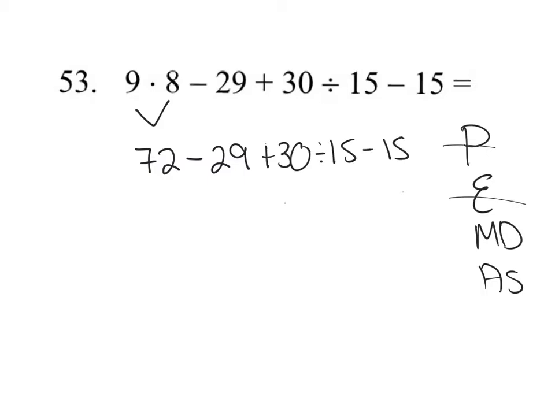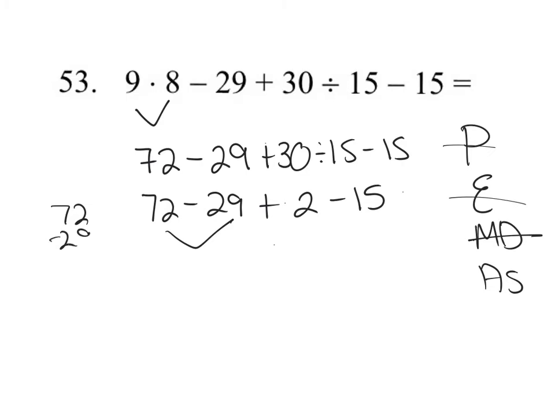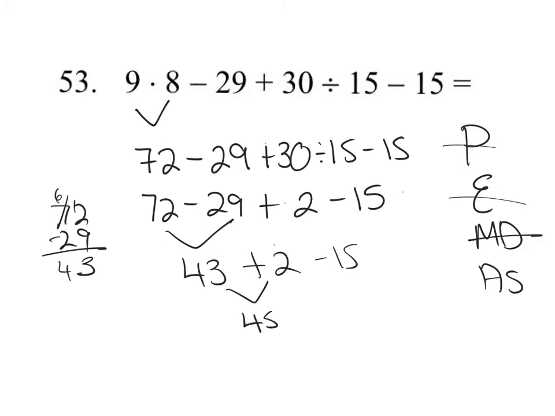Okay, so I still have division, so we're not done. So 72 minus 29 plus 2 minus 15. Okay, and then we have adding and subtracting goes left to right, so we have a lot to do. We have 72 minus 29, so we're going to come over here, borrow. So this is 3, and this becomes 4, so we have 43 plus 2 minus 15, which is 45 minus 15, the final answer would be 30.